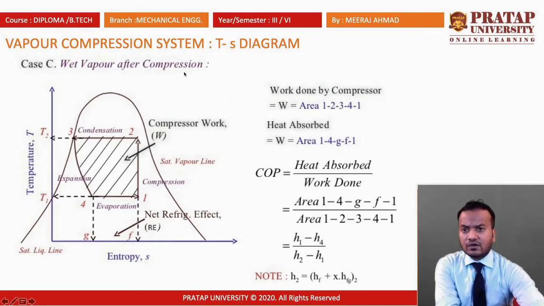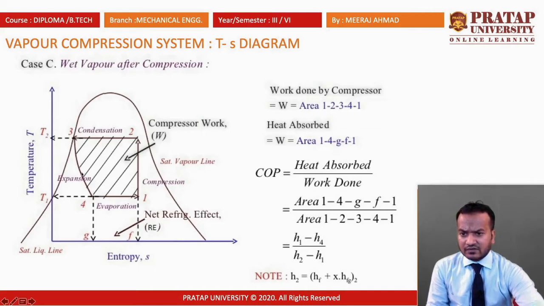After the compression, the refrigerant should be in the wet vapor state. Wet state means the point should lie under this curve. Suppose this point 2 is somewhere in the wet region after compression. Then after that, the constant pressure heat rejection process should be there in the condenser. Then after the condenser, the refrigerant should be in the liquid state.